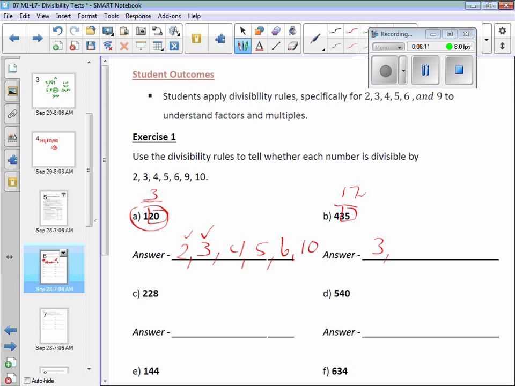Yes or no for 5? Yes. Absolutely. Yes or no for 6? No. Right, 2 and 3 have to both be in there. If you don't see a 2 or you don't see a 3, bye-bye to 6. 9.